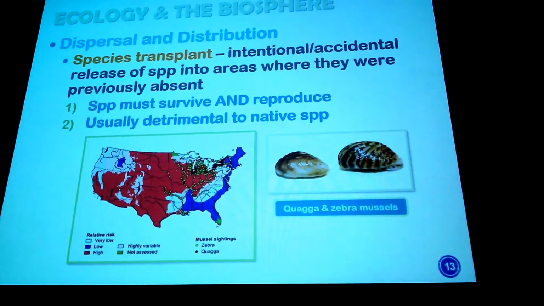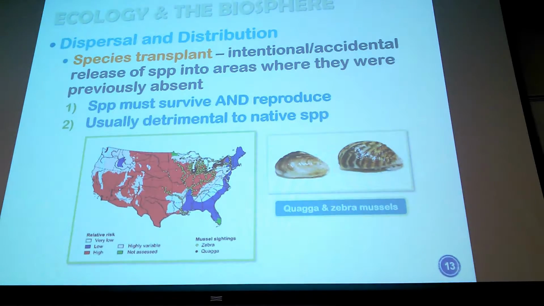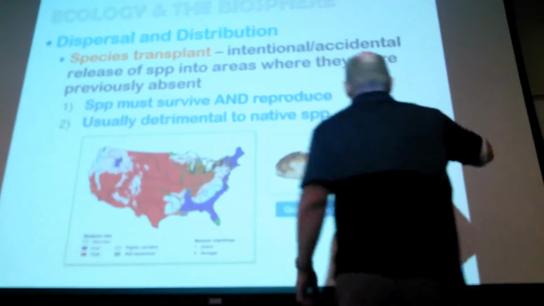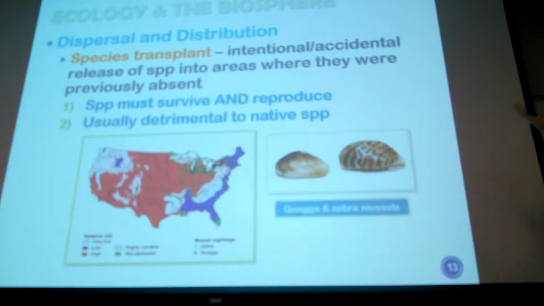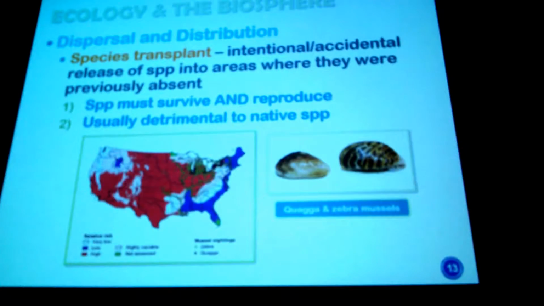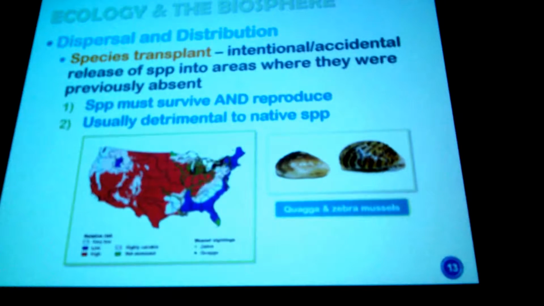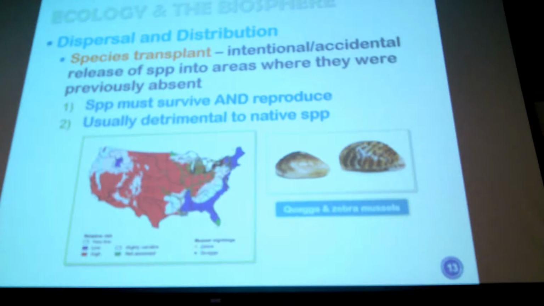The quagga and zebra mussels. How many have ever heard of the zebra mussel? Yes, we do. Okay. It's this guy right here with the stripes. Makes sense, the zebra mussel. It came over to this country in the ballast of ships from Eastern Europe. They pick up the water over there with the zebra mussels in it. They come over here. They release the water out of the ballast with the zebra mussels in it. Now it's in our waters.